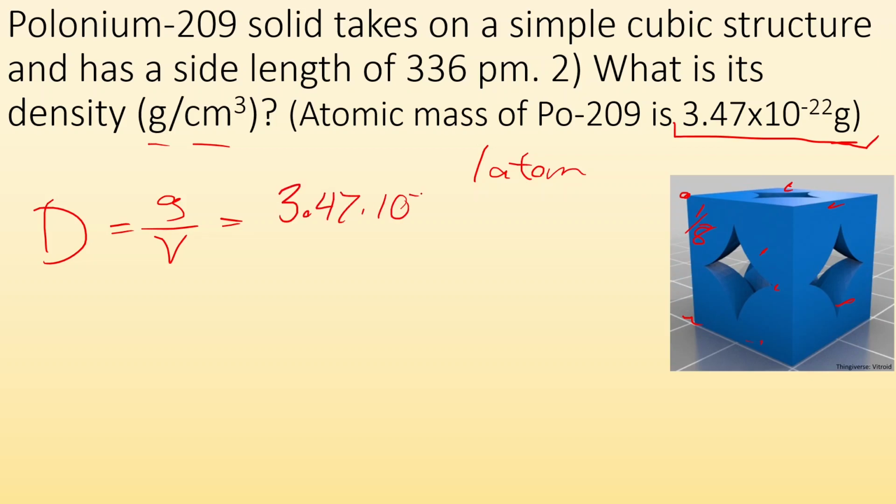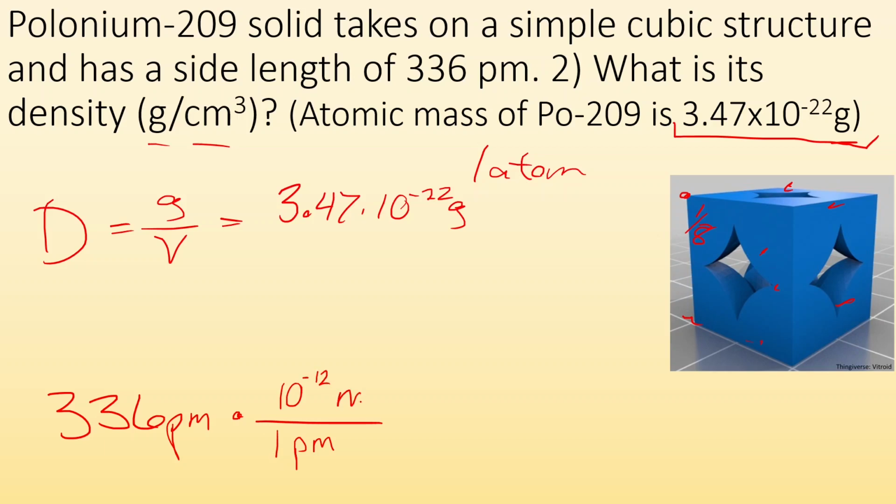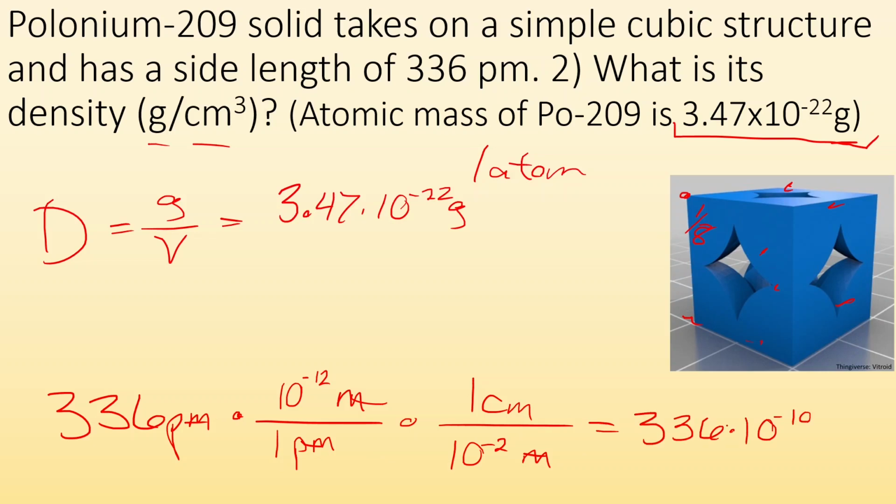3.47 times 10 to the minus 22 grams. Now for the volume, I know that each side is 336 picometers. But let me get this into centimeters so that I can do centimeters cubed. I know pico means 10 to the minus 12. So 1 picometer is equivalent to 10 to the minus 12 meters. Now I can get it to centimeters. If I had 1 centimeter, that's 10 to the minus 2 meters. Meters cancel out, picometers cancel out. When I do 10 to the minus 12 divided by 10 to the minus 2, it gives me 336 times 10 to the minus 10, and I can leave it just like that.